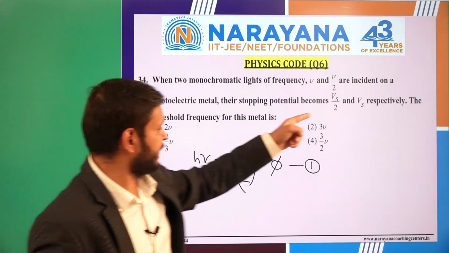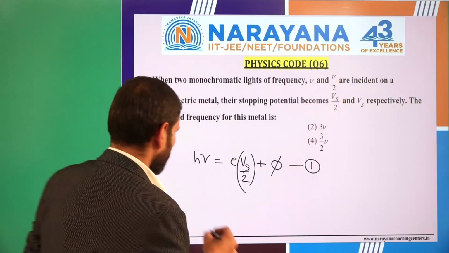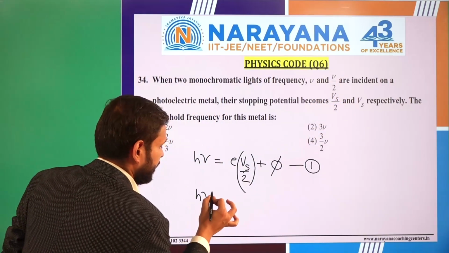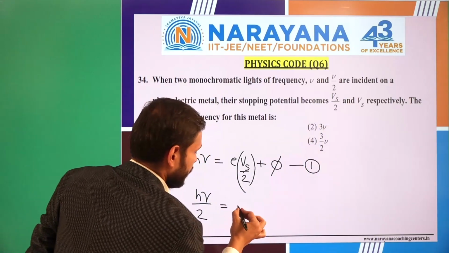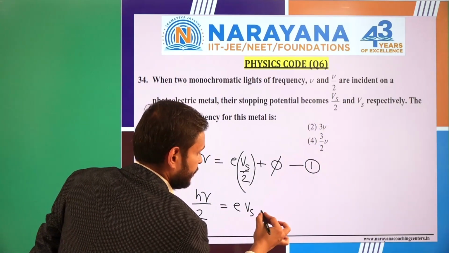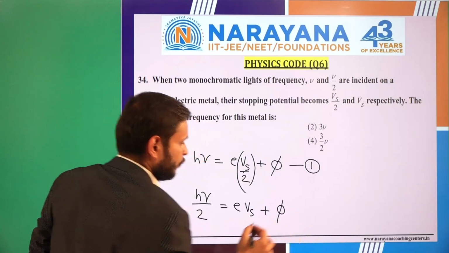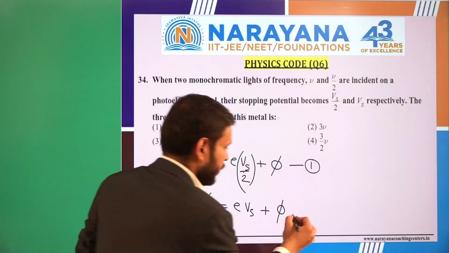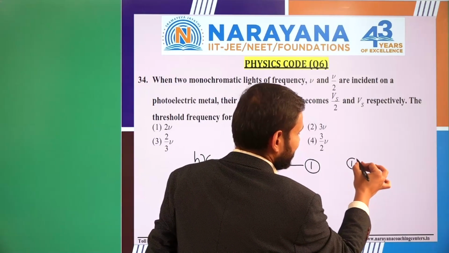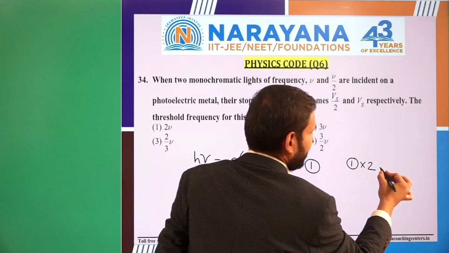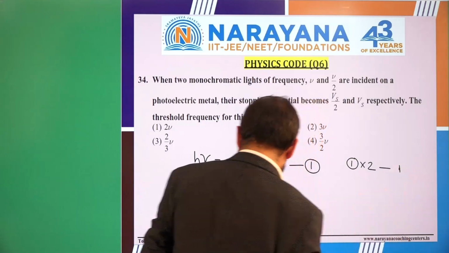Second equation, for the second time, the frequency is V by 2. So over here I will write, and the stopping potential is Vs, so E times Vs plus phi. Work function won't be changing. So this is equation number 2. Now what we can do, over here we can multiply this equation by 2 and subtract it from equation number 2 only.